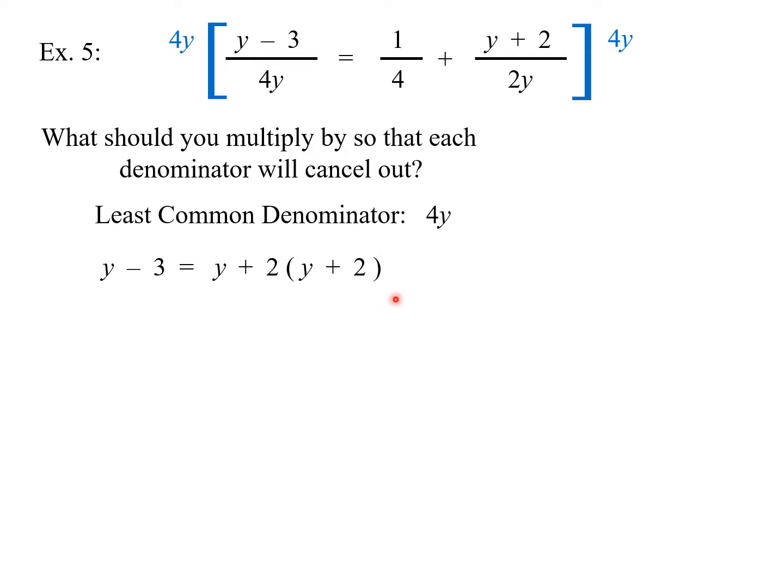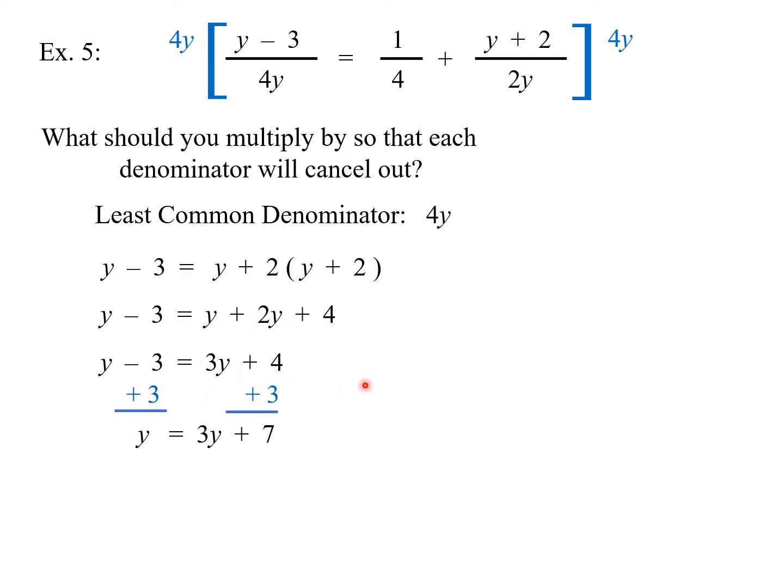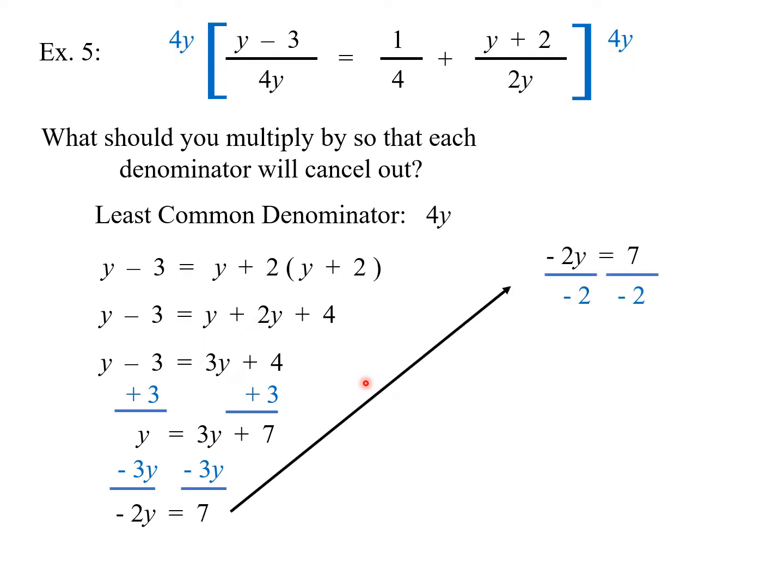Now simplifying, we're going to distribute the 2 through the parentheses on the right-hand side. Then we're going to combine like terms to get 3y plus 4 on the right. And then we're going to go through this business of isolating y. It's not a quadratic here, so just the simple rules of algebra will get us there. So I'm just going to add 3 to both sides. Okay, subtract 3y to get the y's on the other side. And then divide out by the negative 2, and I will get y equals negative 7/2.